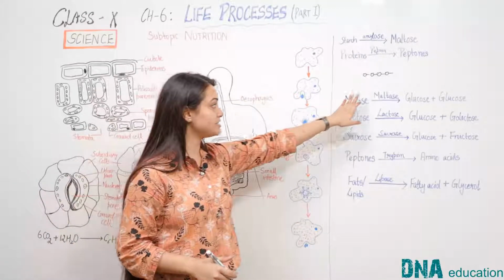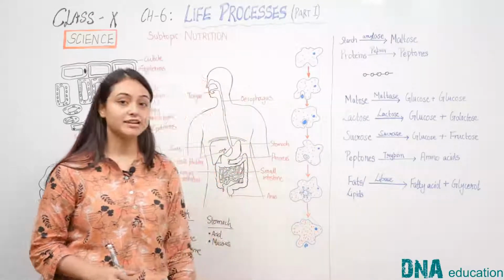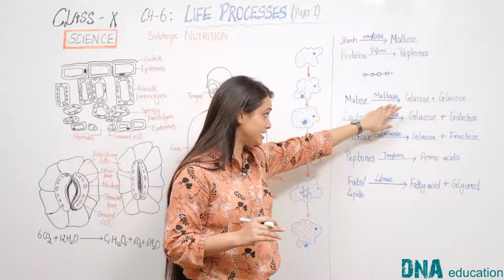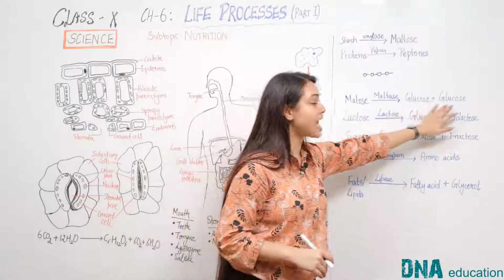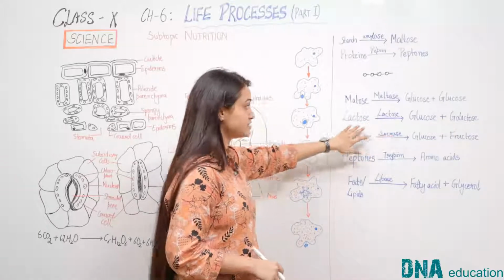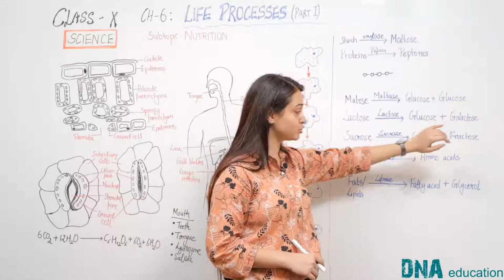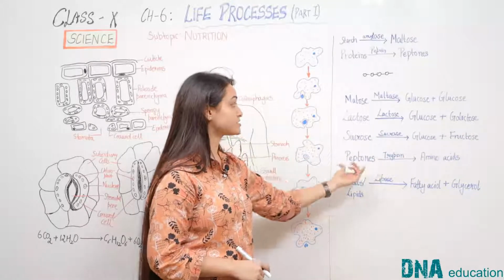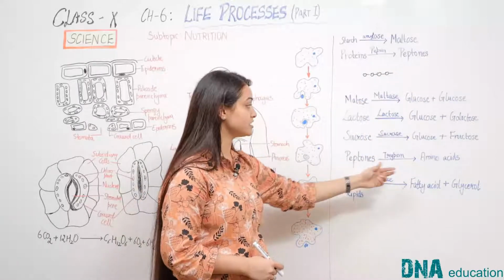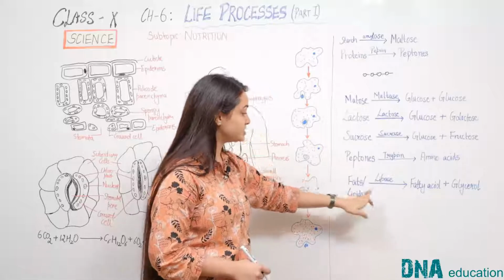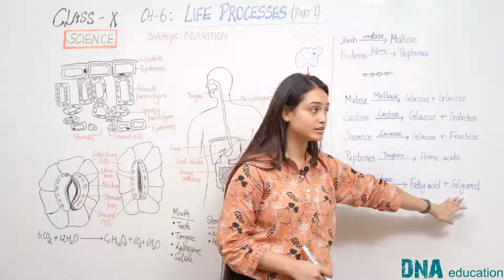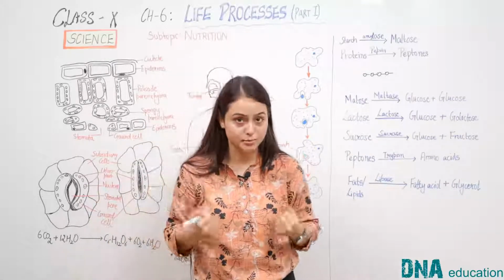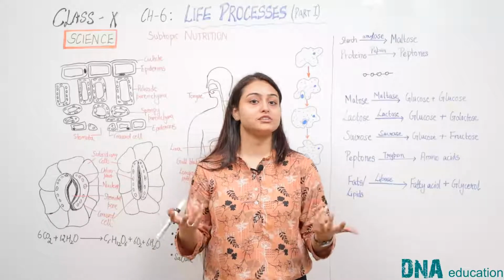Now let us see some of the enzymes released by the small intestine and how the digestion takes place. The enzymes of small intestine contain maltase, which breaks down maltose into glucose and glucose. Lactase breaks down lactose into glucose and galactose. Sucrase breaks down sucrose into glucose and fructose. Trypsin breaks down the peptones, the partially digested proteins, into amino acids, and lipase digests the fats and lipids into fatty acid and glycerol. All these compounds are the simplest form of substances that can be absorbed by our blood and utilized by our body for various other functions.